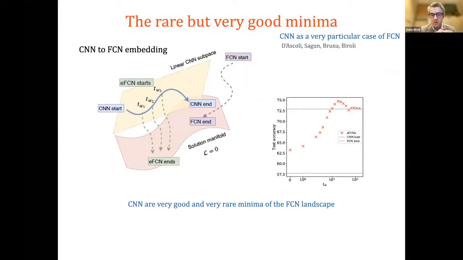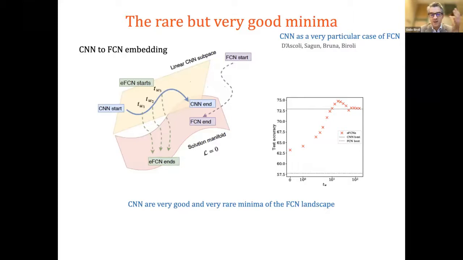One way to prove this point is this: imagine that I take a convolutional network, which I know typically has an accuracy much better than a fully connected network. Then I take this convolutional network and embed it in a fully connected one, meaning that I can always think of the convolutional network as a particular kind of fully connected network in which I have imposed some constraints. From this point of view, by embedding the convolutional network within a fully connected network, we can now try to study the convolutional network as very rare minima in this loss landscape.